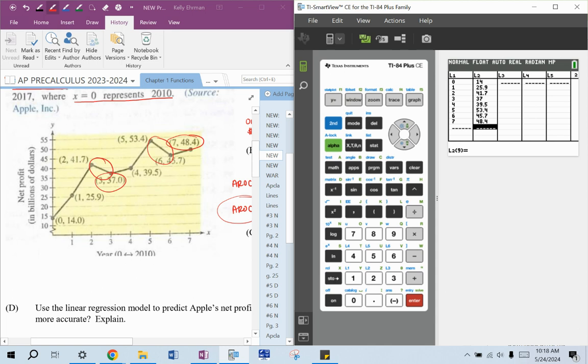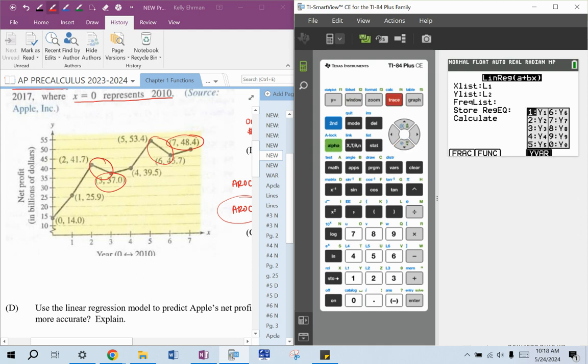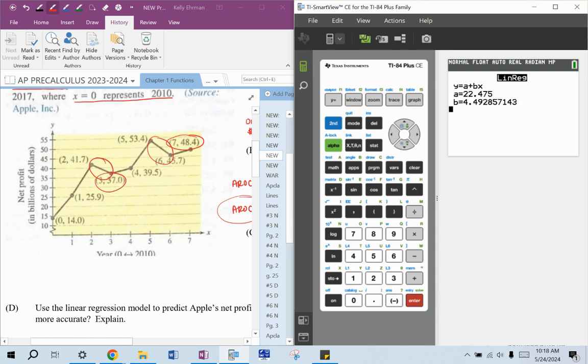And then we want to get a linear regression. So we're going to go stat, arrow over to calc. Let's choose option 8 just to be consistent. Linear regression. L1, L2. Make sure you store the equation. Just always get in that habit whether you're going to need it or not. So go down to that line, and then it's alpha trace, Y1. Calculate. Now, write this down without rounding it.